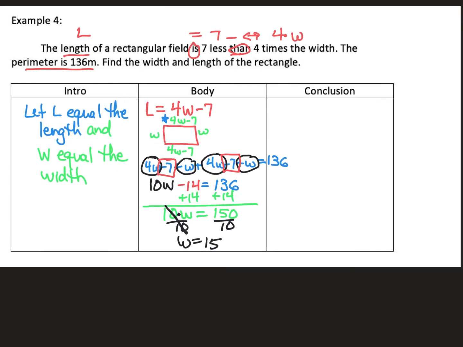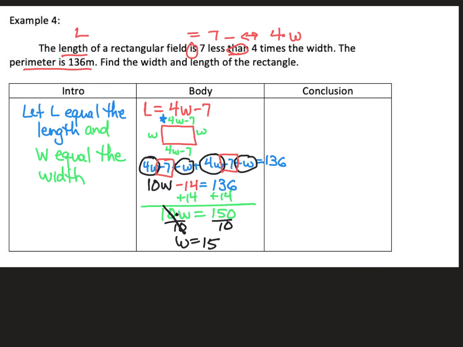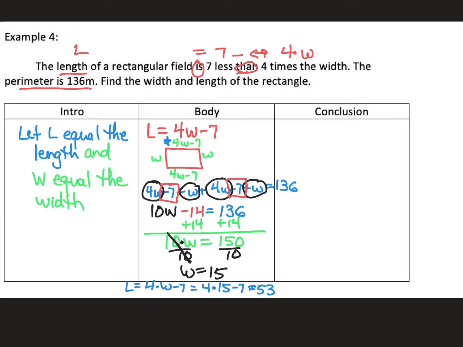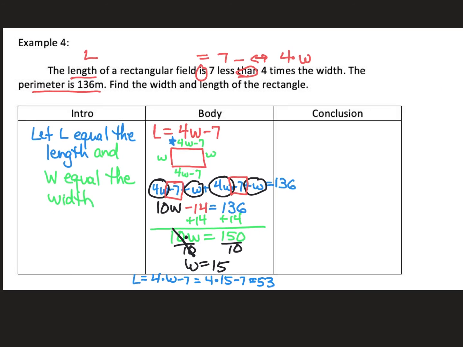Now remember, we want to solve for our L also. Our equation for L was 4 times W minus 7. So it's going to be 4 times 15 minus 7. Grab your calculator, do 4 times 15 minus 7, and that is going to be 53.